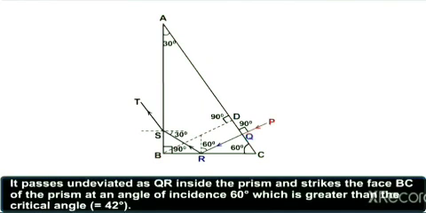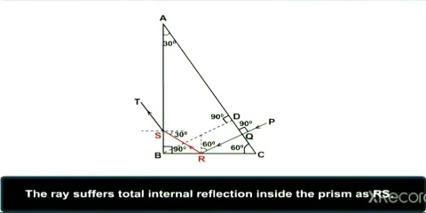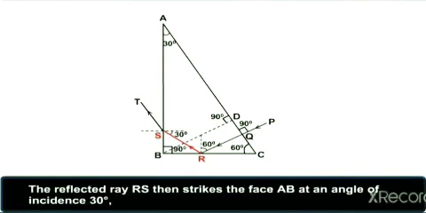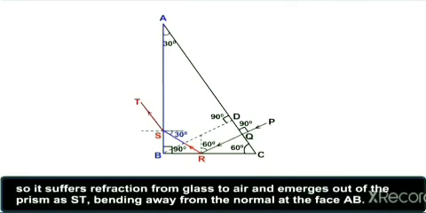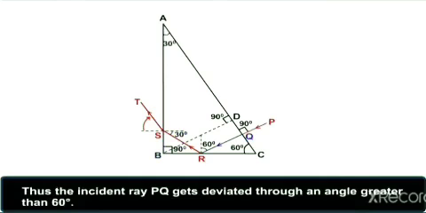It passes undeviated as QR inside the prism and strikes the face BC of the prism at an angle of incidence of 60 degrees, which is greater than the critical angle, equal to 42 degrees. The ray suffers total internal reflection inside the prism as RS. The reflected ray RS then strikes the face AB at an angle of incidence of 30 degrees, so it suffers refraction from glass to air and emerges out of the prism as ST, bending away from the normal at the face AB. Thus, the incident ray PQ gets deviated through an angle greater than 60 degrees.